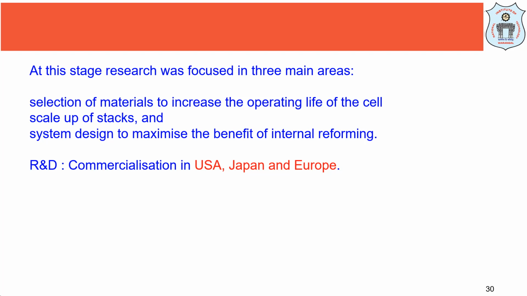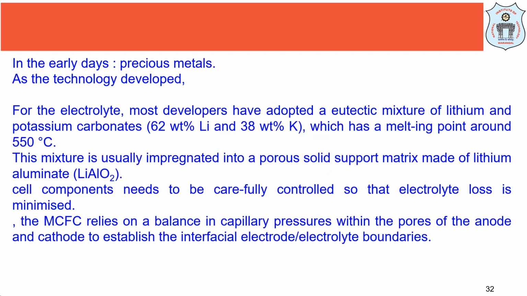R&D, research and development, in all these areas continues, with commercialization of this technology being pursued in the three major regions: USA, Japan, and Europe. Here they are at the commercialization level. The research has attained some maturity. If you look at the earlier days of these molten carbonate fuel cells, the electrodes more often than not employed were only platinum type precious metals.